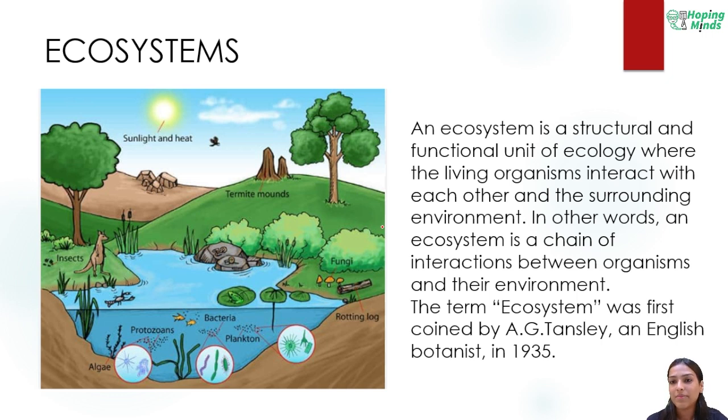An ecosystem is a structural and functional unit of ecology where the living organisms interact with each other and the surroundings of the environment. In other words, an ecosystem is a chain of interaction between organisms and their environment.